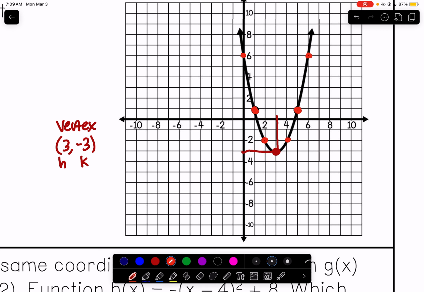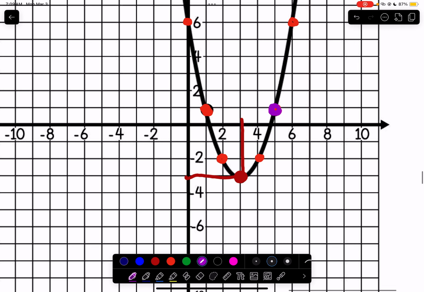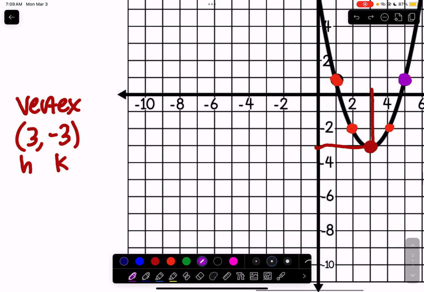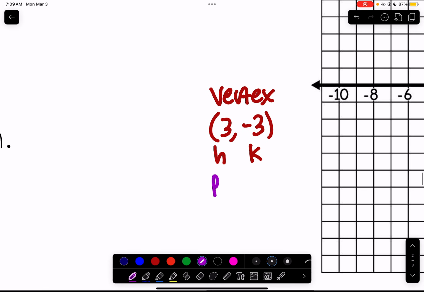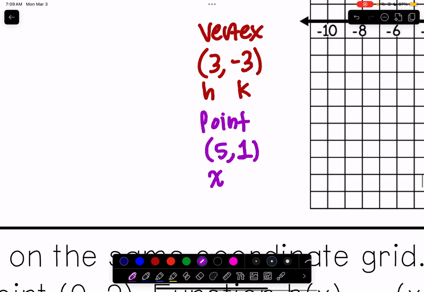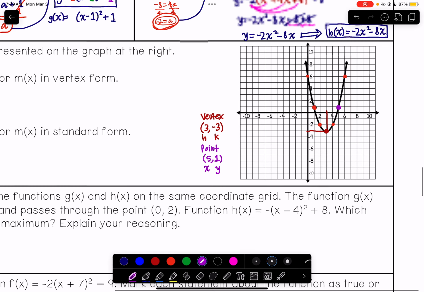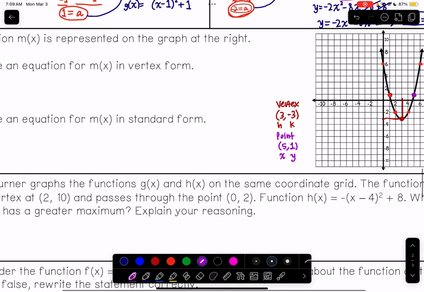I don't know why, but this one is speaking to me. I like this one, which is at 5, 1. You do you. If you want to pick a different one, go for it. But my point is at 5, 1, which will be my x, y. Okay, so let's solve for a.